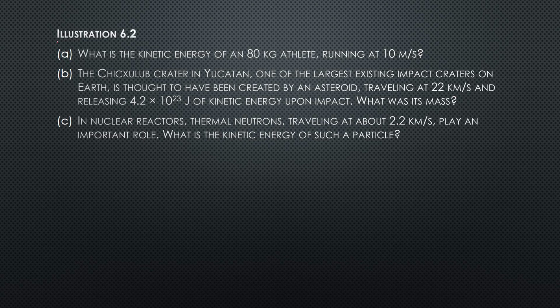So illustration 6.2. What is the kinetic energy of an 80-kilogram athlete running at 10 meters per second? So for A, what are the givens? Mass is given, 80 kilograms, running at 10 meters per second. This is the velocity. So the unknown is the kinetic energy.